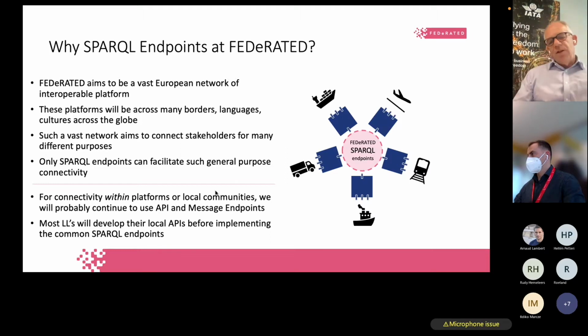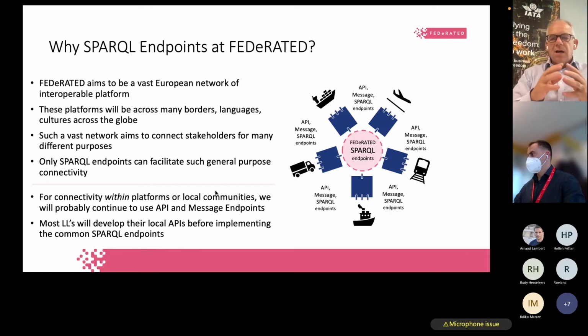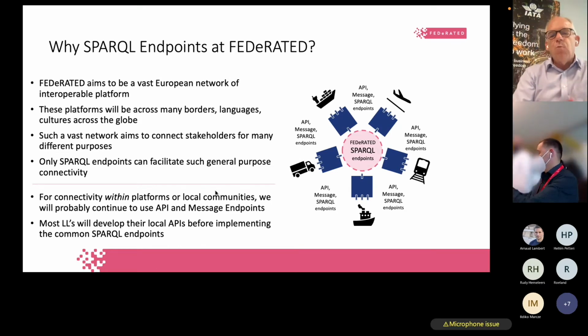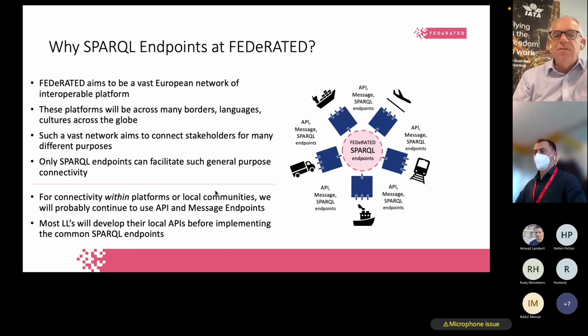However, if you look inside a specific domain, for example, the aviation domain or the maritime domain, you may have existing systems, existing data sets, old systems, legacy systems. You may well be using APIs there, or even messages, or even paper, but I didn't put that there. And so within your community, you may or may not use SPARQL, but almost certainly use APIs and messages, and that's fine.